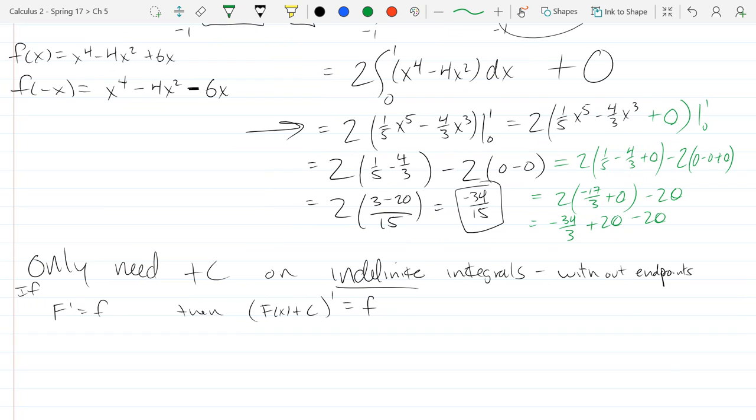Because you're supposed to find the most generic antiderivative, not a specific antiderivative. There are some times where I give you initial conditions, and we'll get into some problems where.